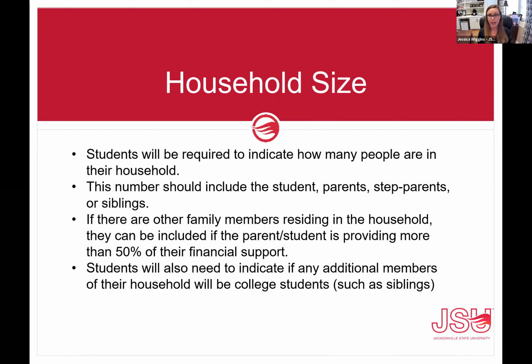Another question that it's going to ask in regards to the household size is how many members of the household are actually in and attending college. So they would just have to indicate that if their sibling was attending college, then there would be 2 people in the household attending college, because the student is going to be attending college and that sibling is either going to be the same year or already is attending college.